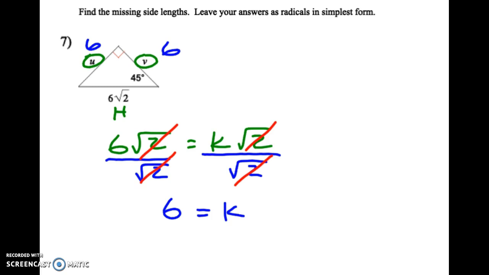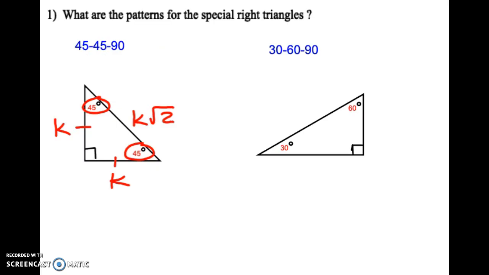Let's go back to the 30-60-90 triangle. On the 30-60-90 triangle, we're going to have a short side, which is going to be across from the 30-degree angle. We're going to have a medium side, which is across from the 60-degree angle. And we got our hypotenuse.